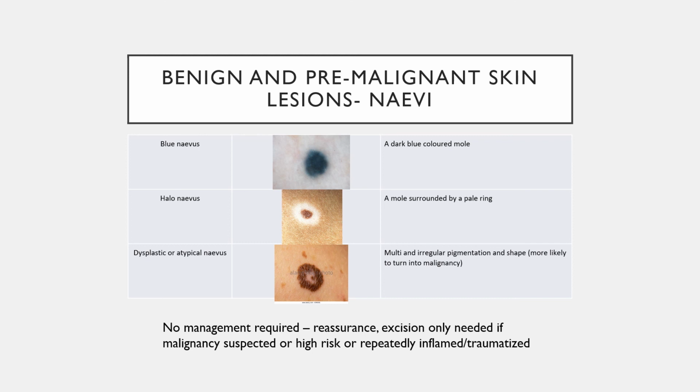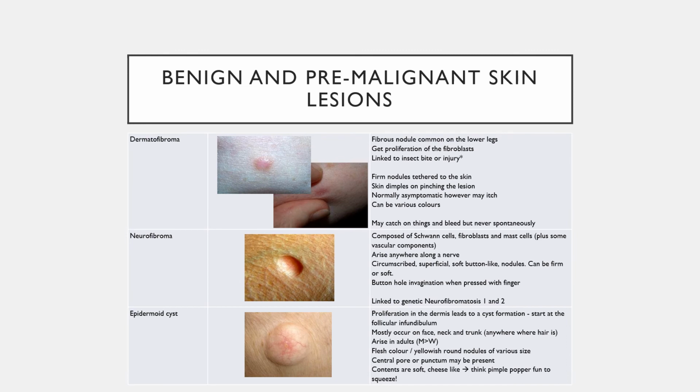These are just some rarer but also benign lesions. I won't read too much into this. You guys can use these slides for your own revision though. But this is just showing examples of dermatofibromas, neurofibromas, and epidermoid cysts. The neurofibromas are usually associated with genetic neurofibromatoses. Whereas the other two, dermatofibromas and epidermoid cysts, aren't always associated with anything; you can just get them.